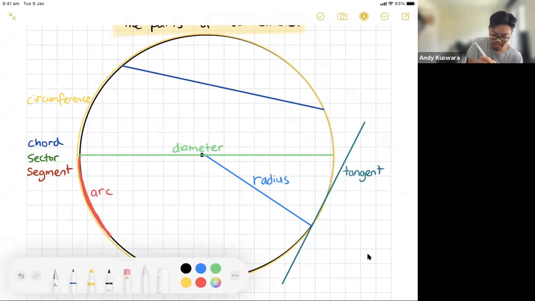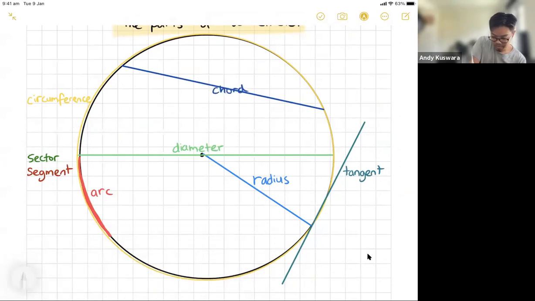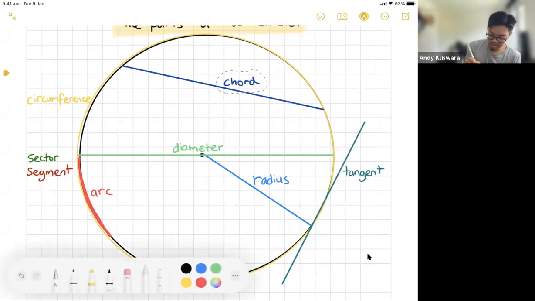So I'm just going to take that and move this over there. That's a chord. Now, a sector is probably the more important one that we're going to look at. A sector is just, think of it as your pizza slice.